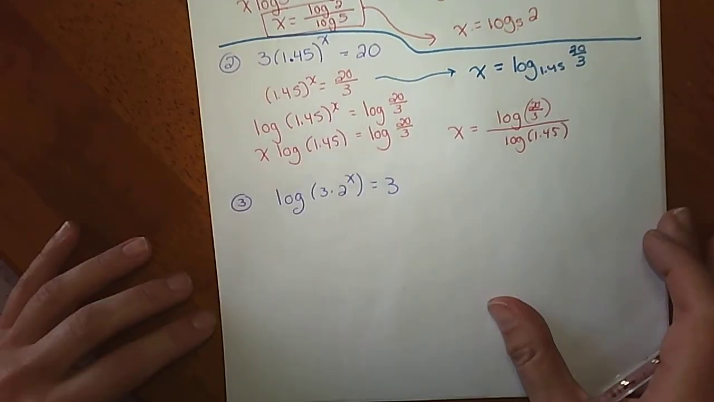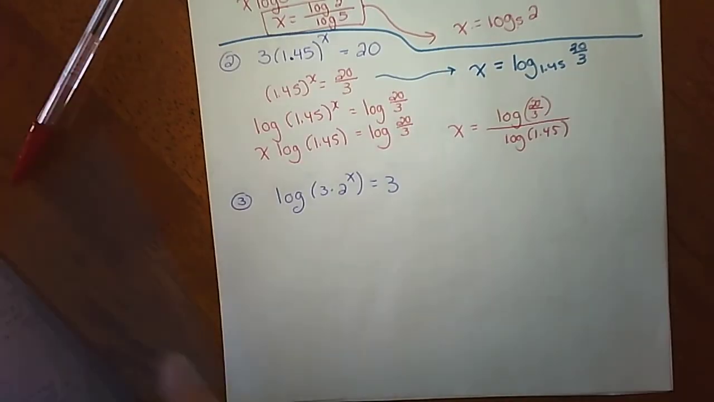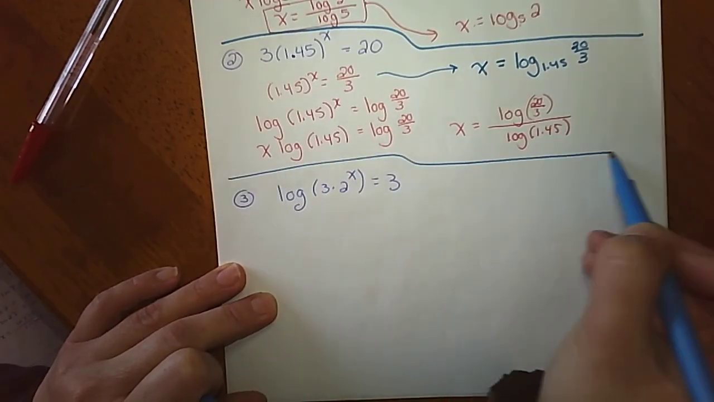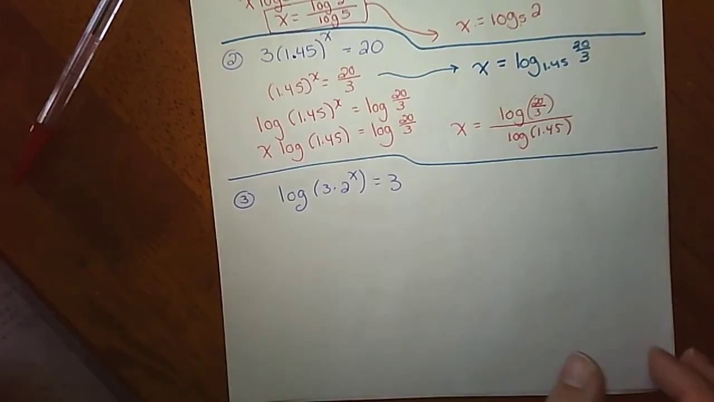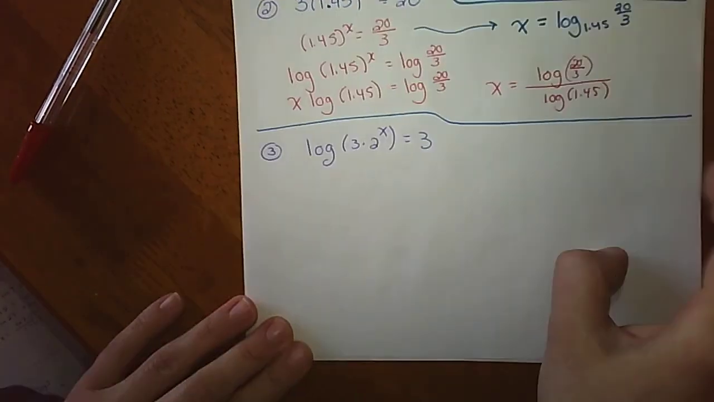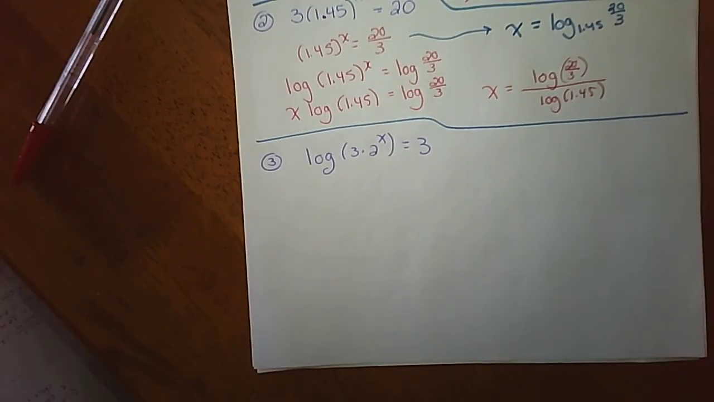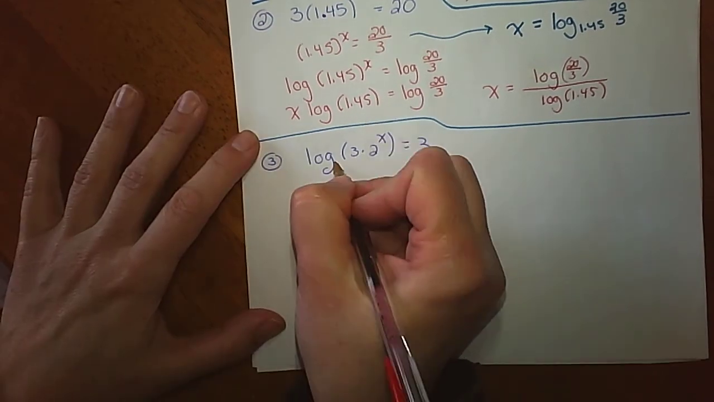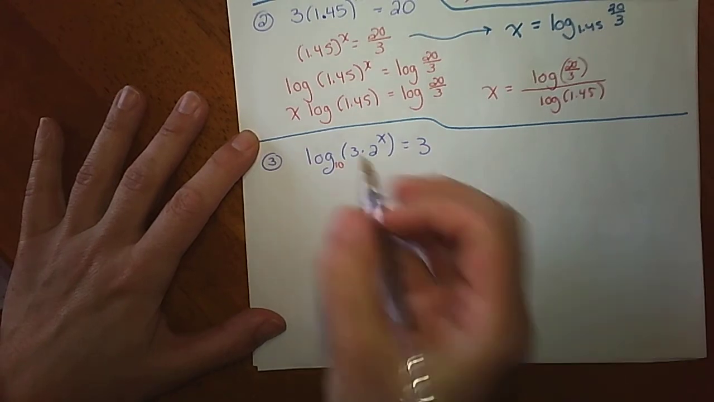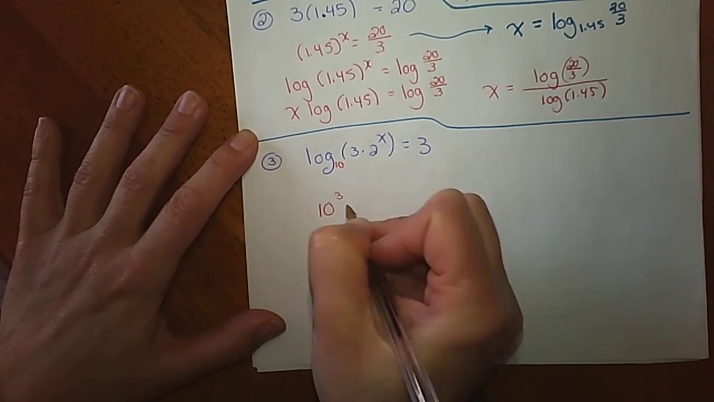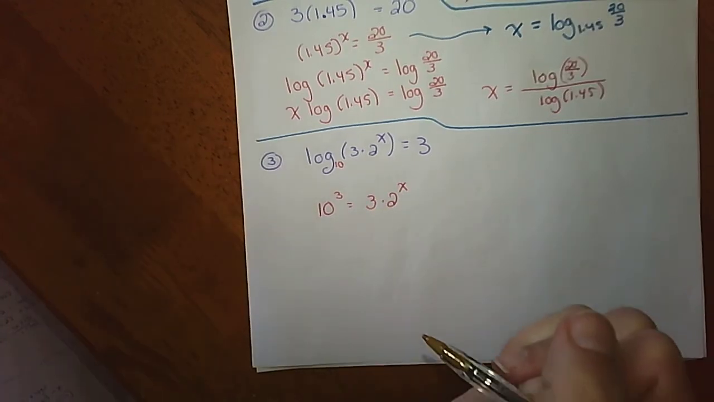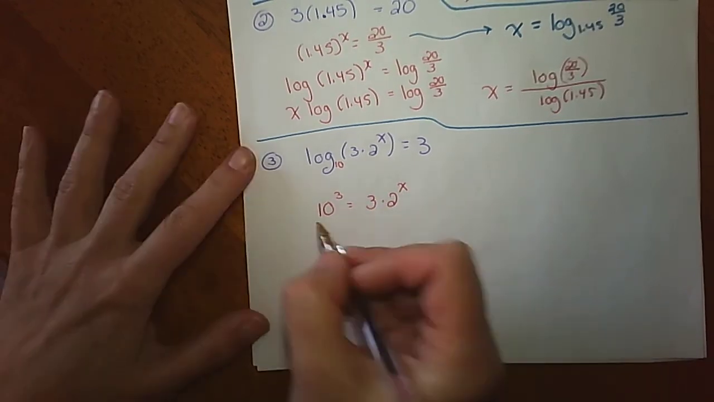Okay. And this one now. Let's take a look at this. Draw another line. Okay. Now, this one's already a log equation. So that means we're going to rewrite it. And what is the base if you don't see a base there? Correct, it's a 10. This would be 10 cubed equals 3 times 2 to the x. And 10 cubed is 1,000.